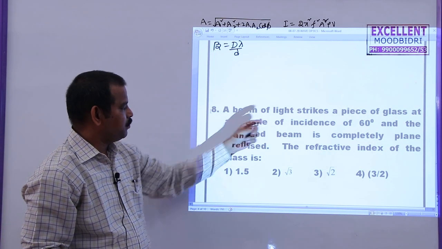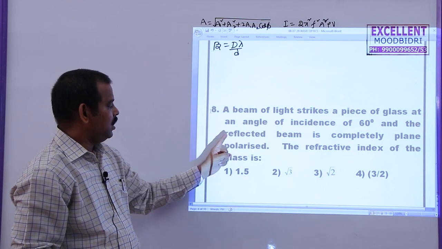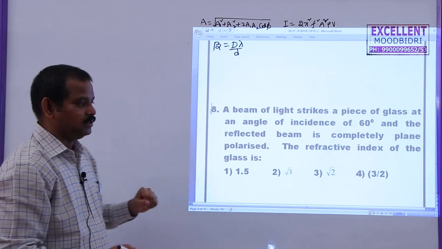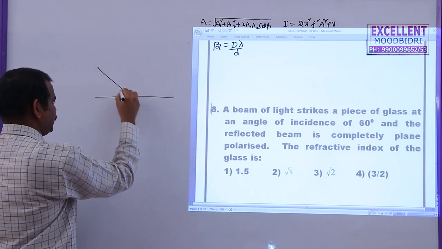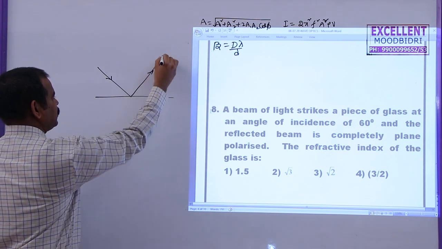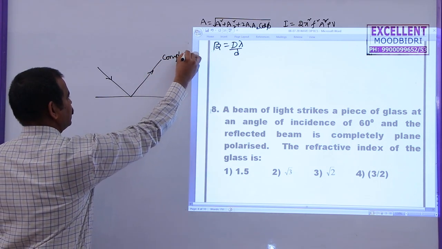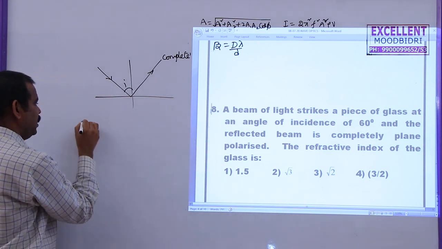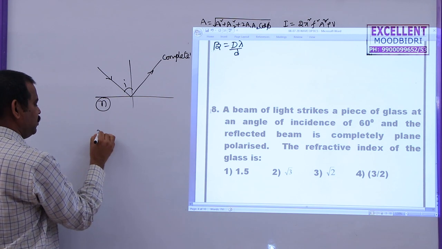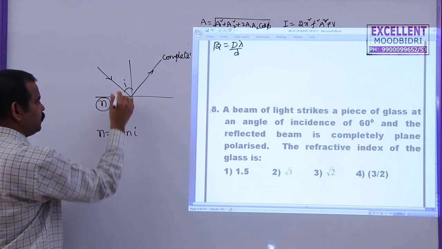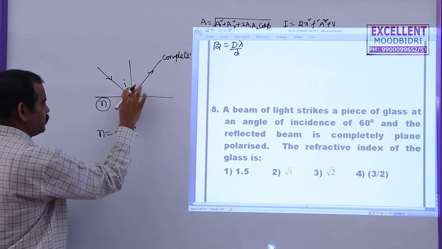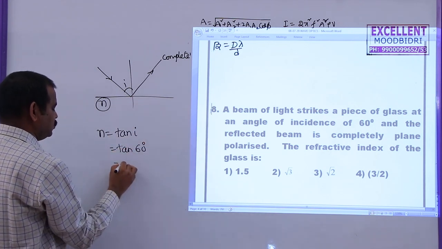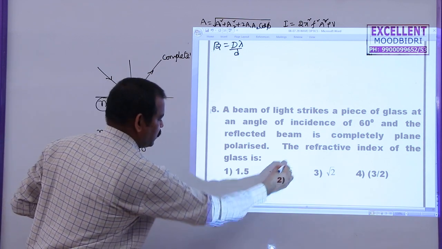A beam of light strikes a piece of glass at an angle of incidence of 60 degrees and the reflected beam is completely plane polarized. The refractive index of the glass is? Whenever light strikes a surface, if the reflected light is completely plane polarized, then the angle of incidence is called Brewster's angle. So this is from Brewster's law. The refractive index of this medium is given by the tangent of the Brewster angle, that means the tangent of the angle of polarization. Here the angle of incidence is 60, tan 60 is root 3. So the option is root 3.